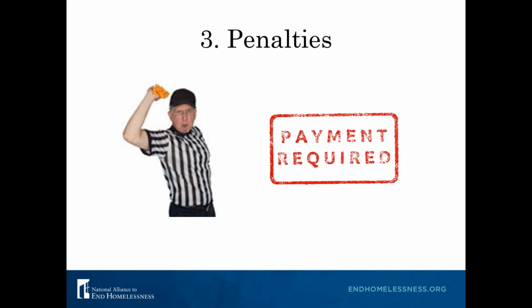Most penalties decline over time. So if you have a building that requires you to serve people with low incomes for, say, 50 years, it will have a steeper penalty in the early years for making a change to that covenant, and a lesser penalty over time as you get closer to that 50 years.